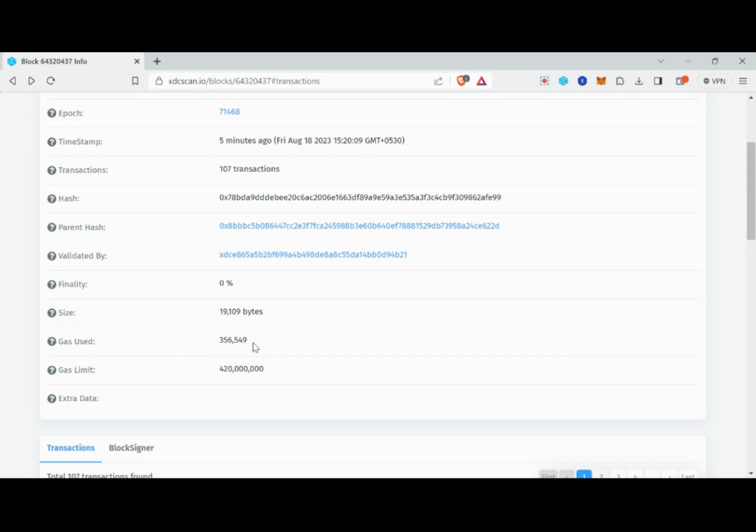Gas used. Gas is the computational unit in the XDC network that determines the cost of executing transactions and running smart contracts. Gas limit. Gas limit is the maximum amount of gas allowed for executing a transaction or running a smart contract. It defines the upper limit for computational resources allocated to a particular transaction. Extra data. Extra data refers to additional information that can be included in a transaction. It can be used to provide supplementary details or metadata associated with the transactions.